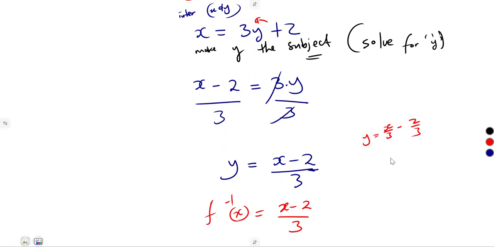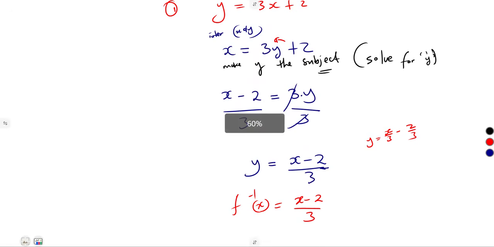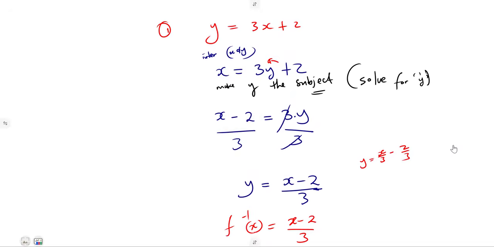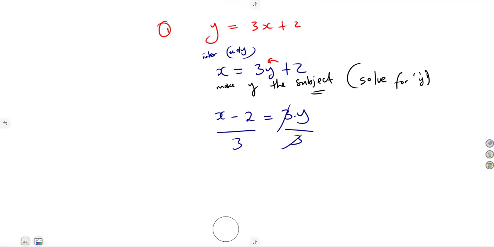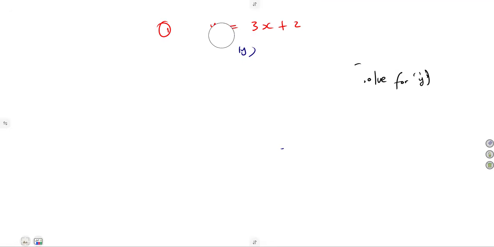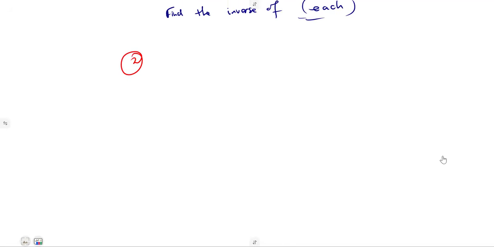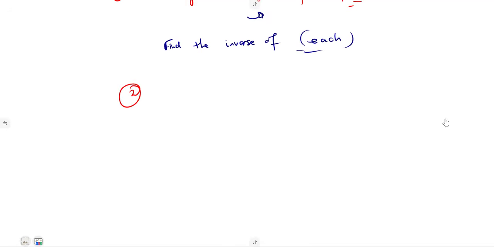Those are the two stages. Interchanging x and y, then making y the subject of the formula. Just like that. So you see now, because of different types of equations, how we make y the subject of the formula will depend on what you're given. It is not always going to be a straightforward thing, just like what we had in this other part.